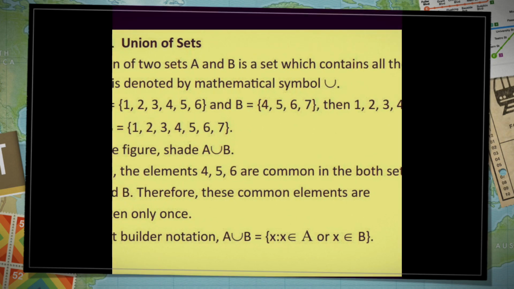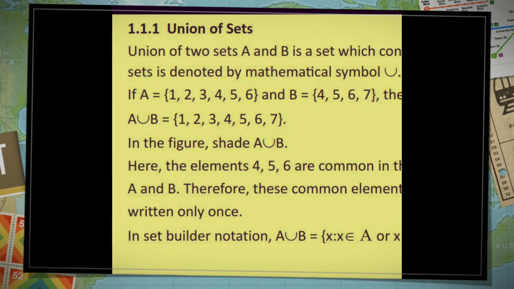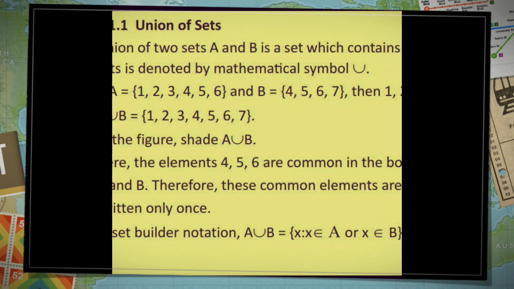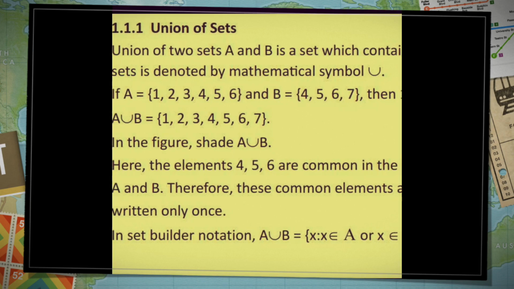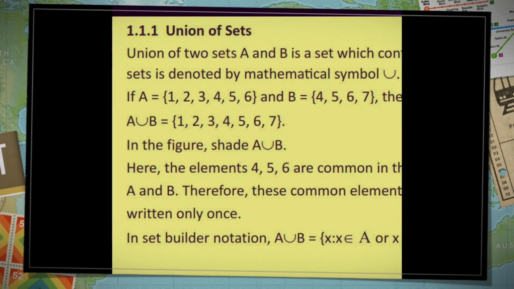So A union B contains 1, 2, 3, 4, 5, 6, 7 in curly brackets. And here let's see clearly, in A union B all the elements are from sets A and B, and the common elements 4, 5, 6 are not repeated. So we can conclude that A union B is the new set obtained from sets A and B.